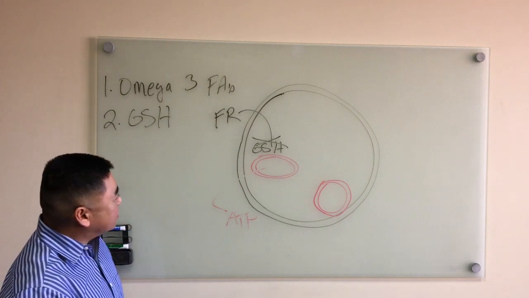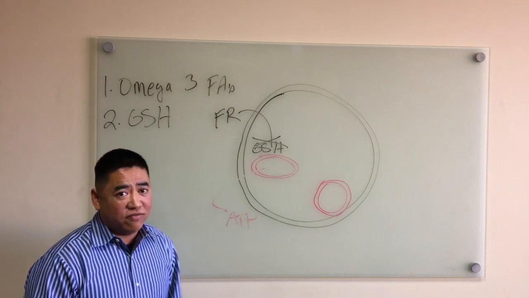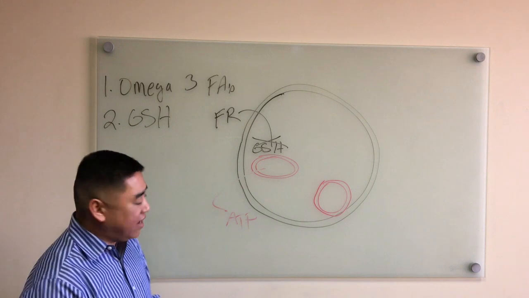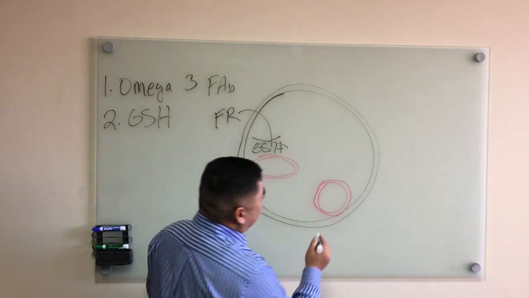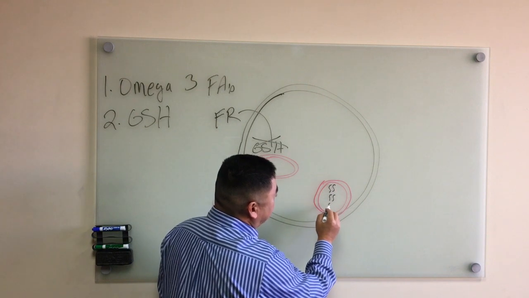Okay, so the third level of defense that really decreases inflammation is occurring at the nucleus level, or at the DNA level, okay? If you recall, the nucleus contains chromosomes which have our DNA, okay?